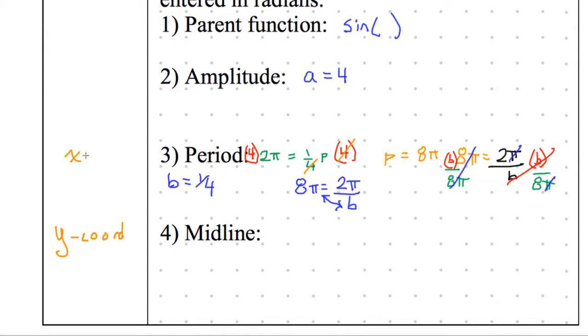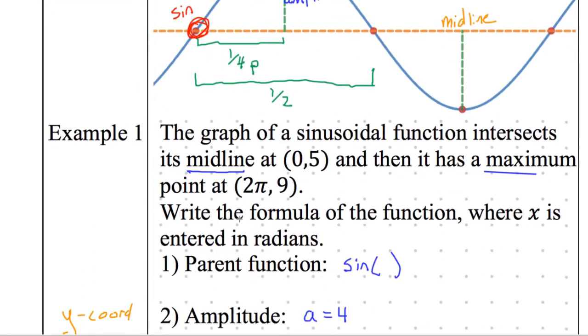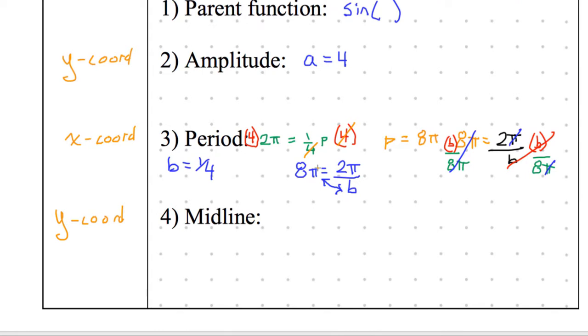Period is always the x-coordinate. Amplitude is always going to be a y-coordinate. So I'm looking for the y-coordinate of the midline, and it tells me right here the midline is at 0, 5. So the y-coordinate is 5, therefore the midline is 5. So my k is going to be 5. I'm done. I have the equation.